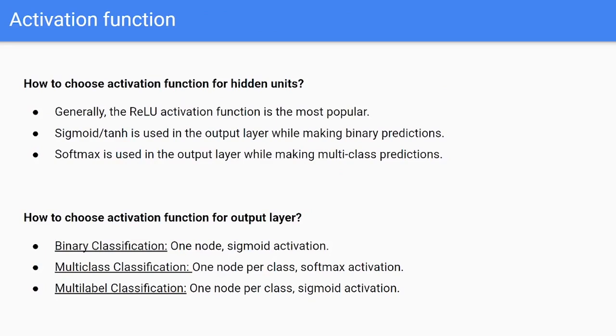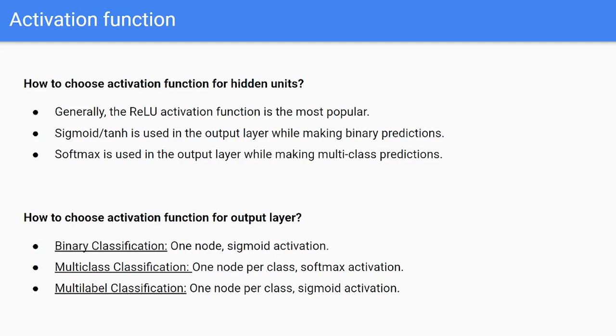Activation functions. For hidden units, generally the ReLU activation function is the most popular. Sigmoid and tanh are used in the output layer while making binary predictions. Softmax is used in the output layer while making multi-class predictions.